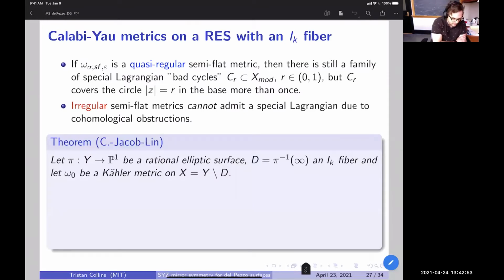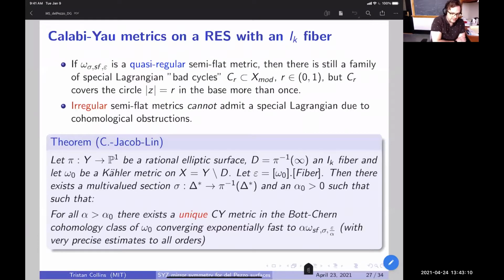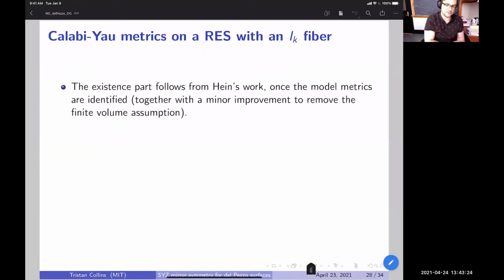The theorem that we proved, in a follow-up paper with Adam, Jacob, and Yushin Lin, is that if you have any rational elliptic surface with an IK fiber and any Kähler metric on Y minus D, then you can find a multi-valued section such that there exists a unique Calabi-Yau metric in the Bott-Chern cohomology class, converging exponentially fast to this model. The existence part is just, Hein has a very robust package for producing these Calabi-Yau metrics once you identify the models. Once we realized that you could construct these non-standard semi-flat metrics, you could pretty much just plug it into Hein's paper.